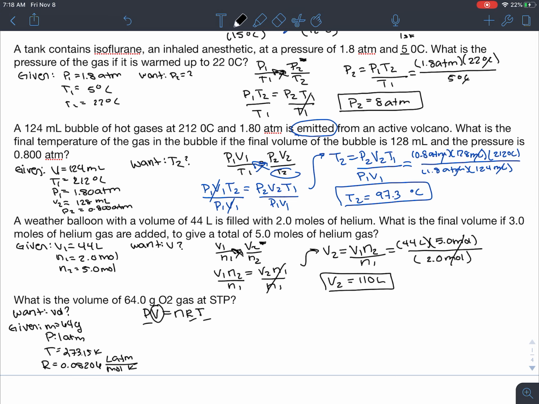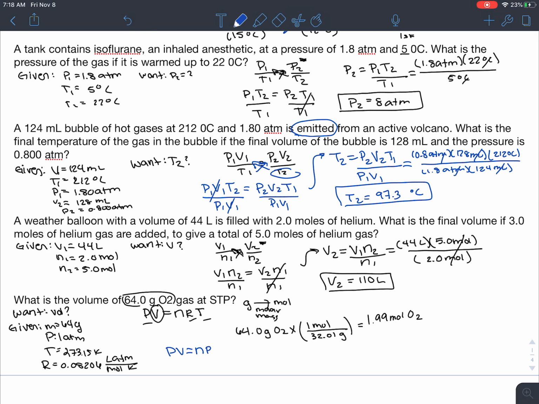So how do we get moles? We need to figure out how to get moles so that we can solve for the volume using ideal gas. Well, I'm given 64 grams of O2 gas, and I know I can always go from grams to moles using molar mass. So I'm first going to convert. 64.0 grams O2 divided by the molar mass, which is 32.01 grams per mole. 64 divided by 32.01 is 1.99 moles.